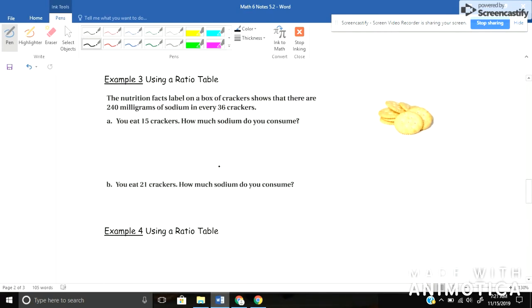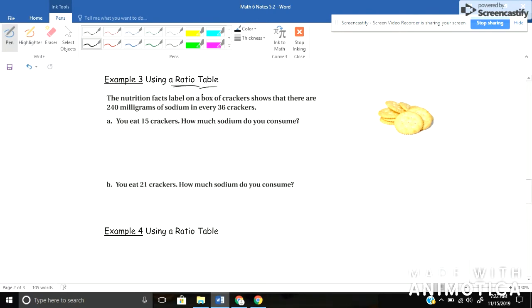With example 3, it talks about nutrition facts on a box of crackers. And there are 240 milligrams of sodium for every 36 crackers. Okay, letter A says, well, you only eat 15 crackers. How much sodium do you consume?